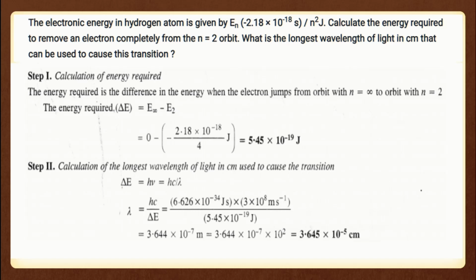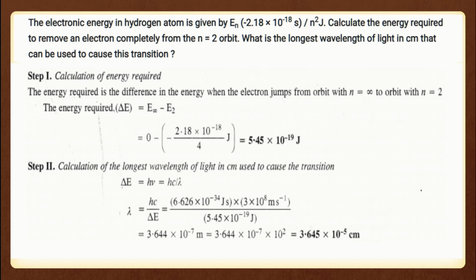Calculation of energy required. The energy required is the difference in energy when the electron jumps from orbit n is equal to infinity to the orbit n is equal to 2. The energy required delta E is equal to E infinity minus E2, which is equal to 0 minus of minus 2.18 into 10 power minus 18 by 4 joules, which is equal to 5.45 into 10 power minus 19 joules.